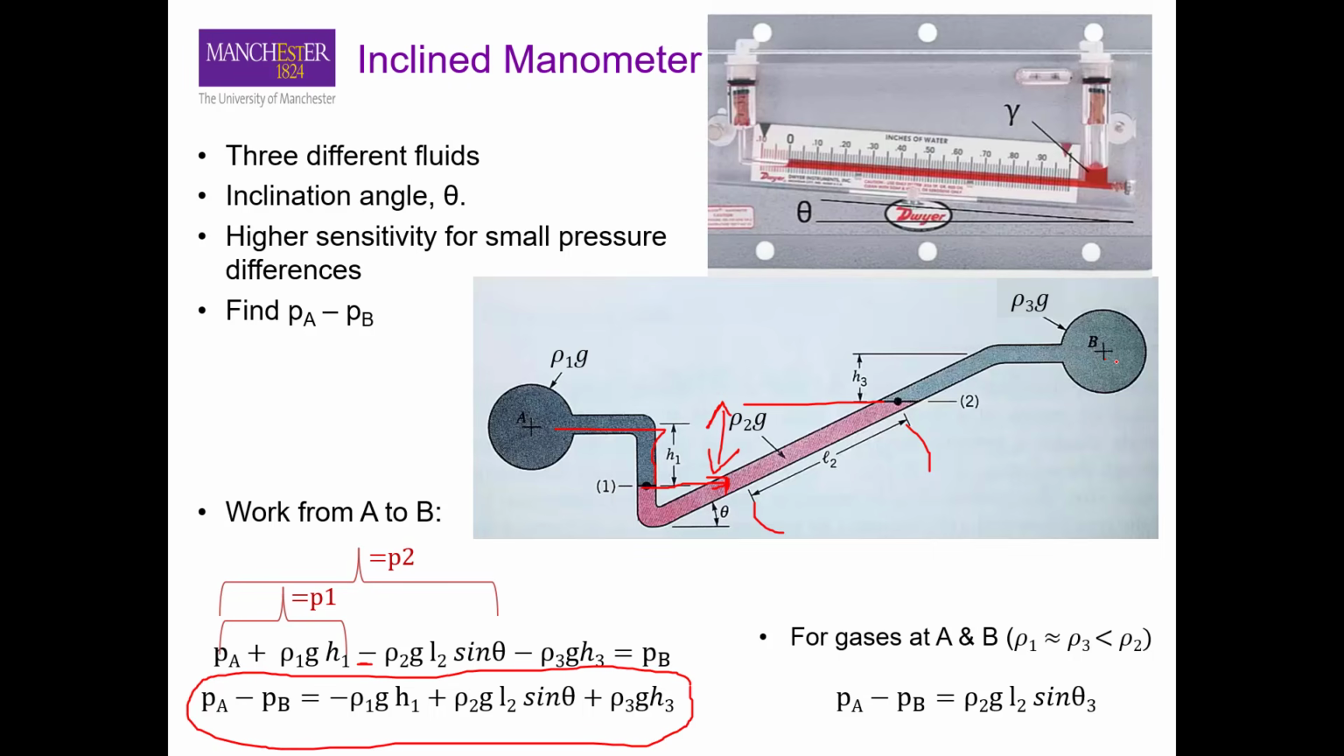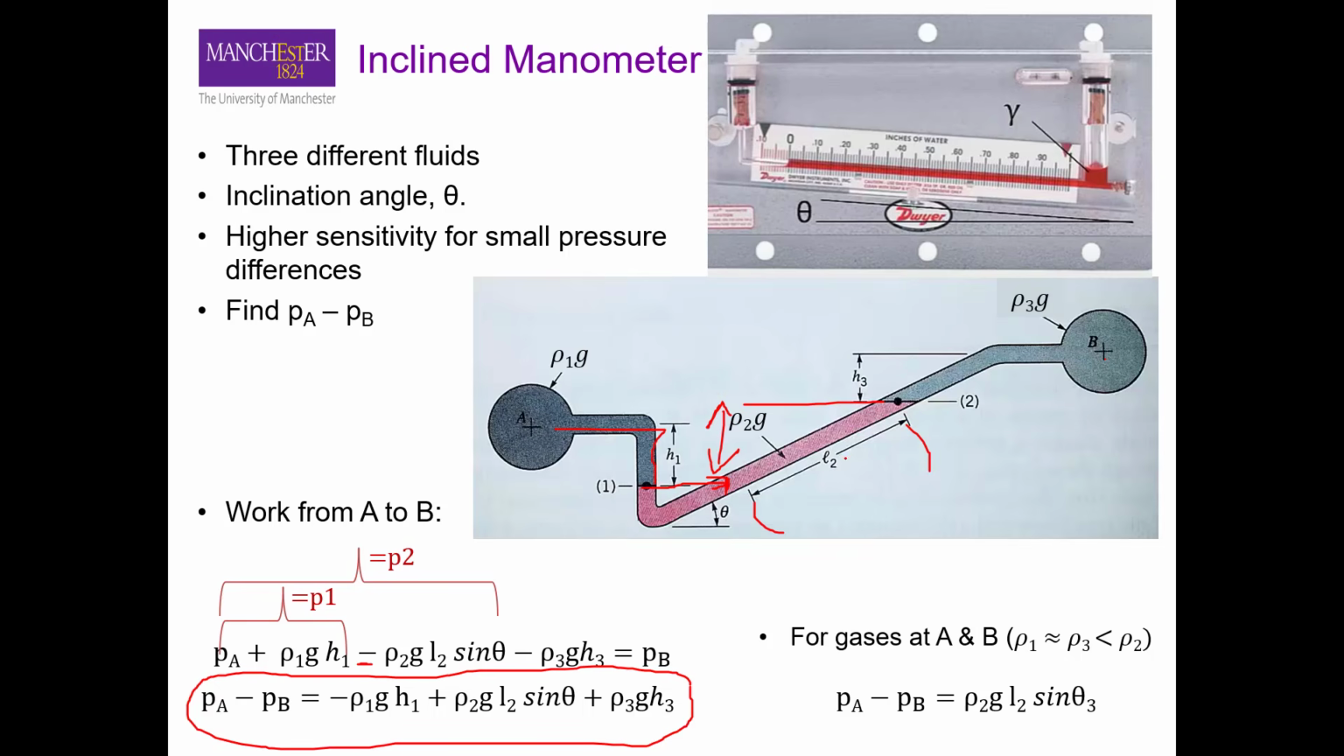You can have, for example, air here, and another kind of gas here. So that is a relevant case in industry. In the case of gases, at points A and B, rho 1 should be equal to rho 3 because gases have similar densities, but these densities are way lower than the density of the liquid, especially if you have mercury in this gauge as a gauge fluid.